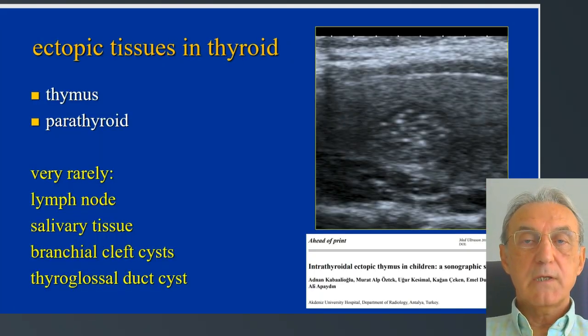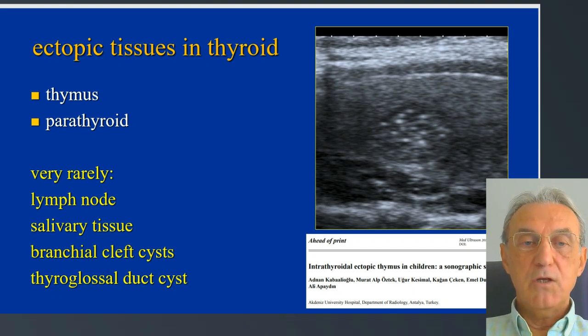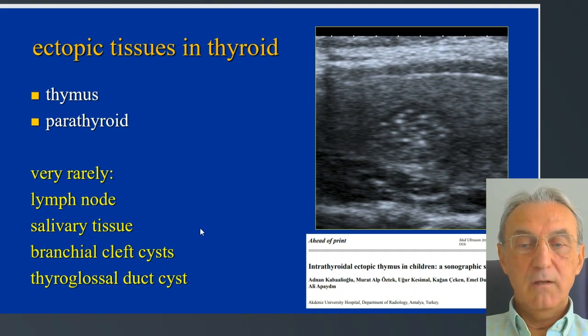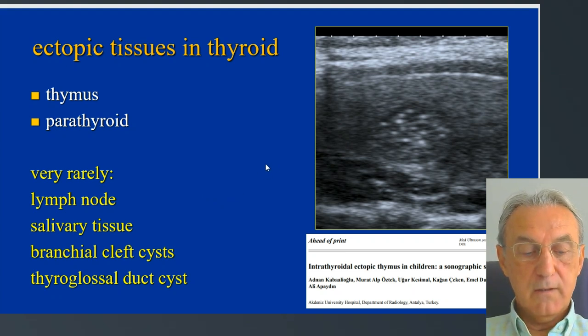But, however, sometimes, only in the pediatric age group, we see some ectopic tissues that may look like papillary cancer, and these are usually thymic tissue within the thyroid tissue. So, ectopic tissues may be seen in the thyroid. Most common is the thymic tissue, but parathyroids may be within the thyroid, and very rarely lymph nodes, salivary tissue, bronchial cleft cysts, and thyroglossal duct cysts may be placed within the thyroid tissue.